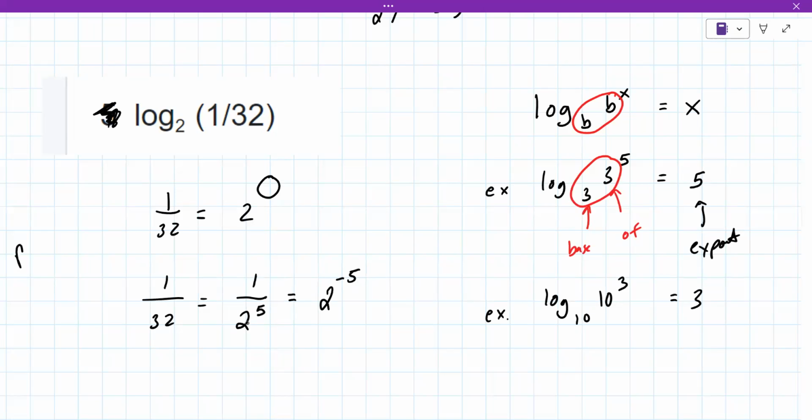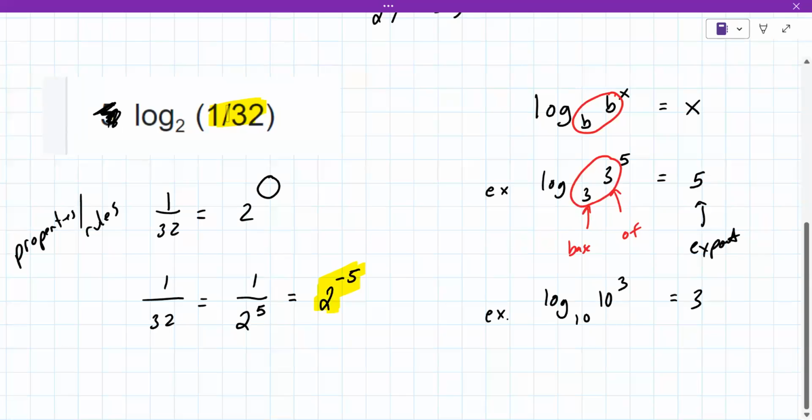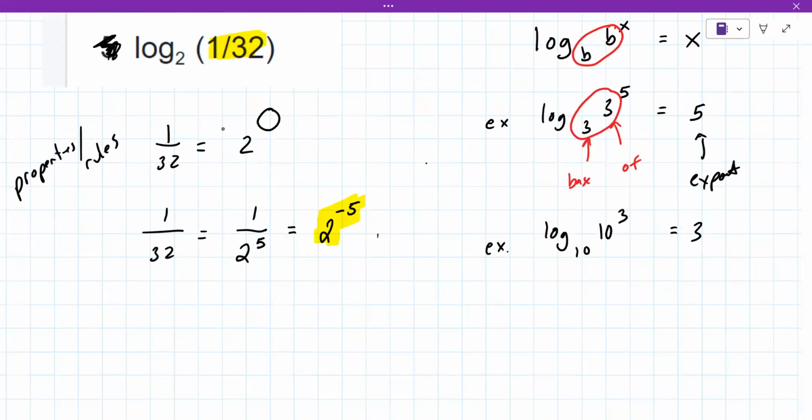These are all properties that we're using, rules, if you will. So the idea is that instead of 1 over 32, you can write 2 to the minus 5. If you were to go to a calculator right now and type in 2 to the minus 5, and type it as a fraction, it would be 1 over 32. The reason that's so important is that this becomes log base 2 of 2 to the minus 5 power.